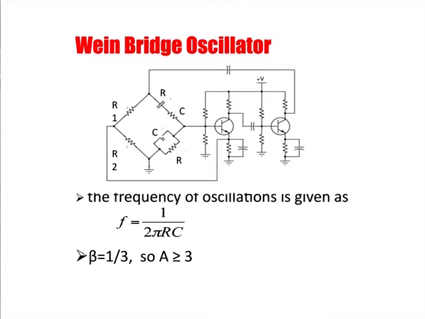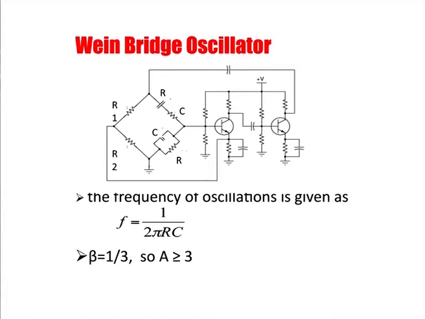The frequency of oscillations in the Wien bridge oscillator is given as 1 upon 2 pi R C. These R and C, as discussed earlier, are the values in the bridge circuit. Now, in the Wien bridge oscillator, the value of beta calculated is 1 upon 3. It is a standard that in the Wien bridge oscillator the feedback factor always comes out to be 1 upon 3. So, in order to satisfy the second condition of A beta greater than or equal to 1, the value of A should be greater than or equal to 3, thus satisfying A beta greater than or equal to 1.